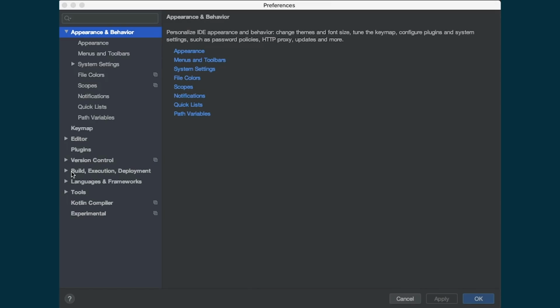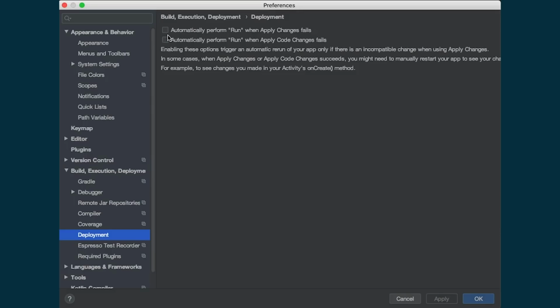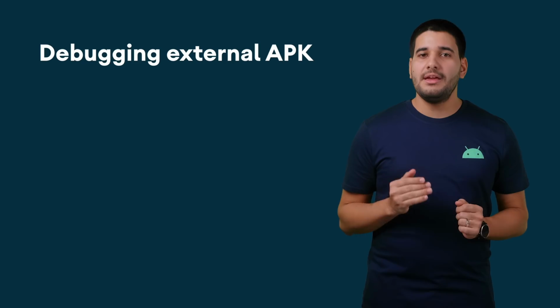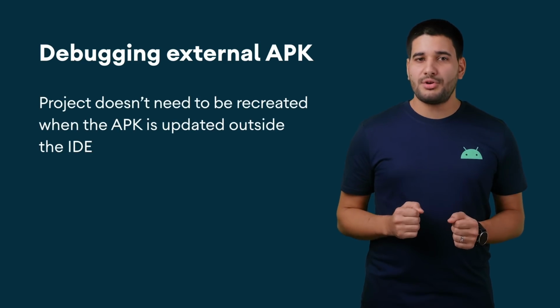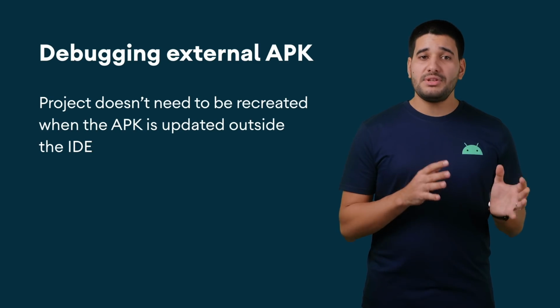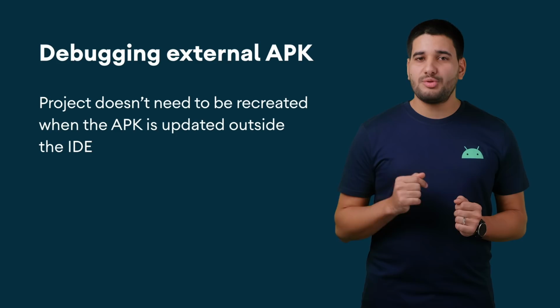To do so, open the Android Studio settings, navigate to the Deployment menu, and select the checkboxes to enable automatic run fallback for either of the Apply Changes options. When profiling or debugging an external APK, you no longer have to recreate the project when the APK is updated outside of the IDE. Android Studio detects changes in the APK and gives you the option to re-import it.